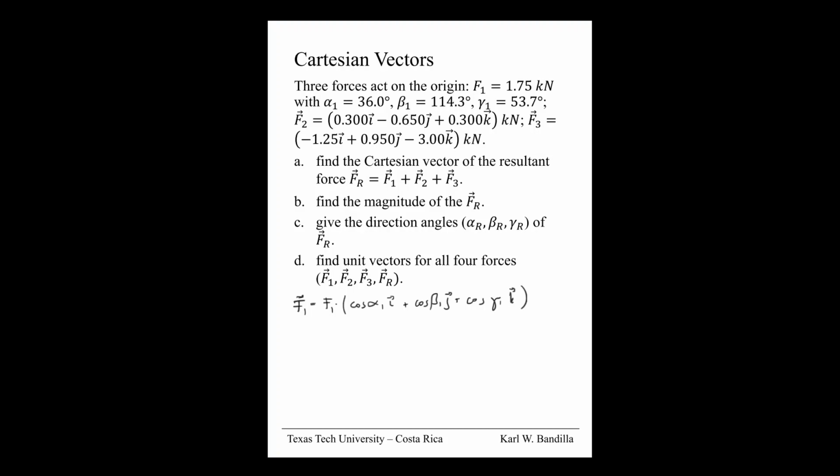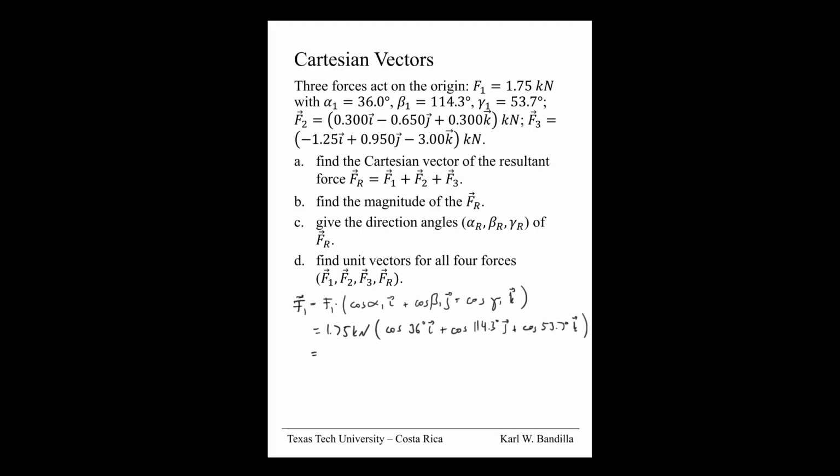If we write that out, then we get 1.75 kilonewton times the cosine of 36 degrees in the i direction plus cosine of 114.3 degrees in the j direction plus, not 53 by itself, but cosine of 53.7 degrees in the k direction.